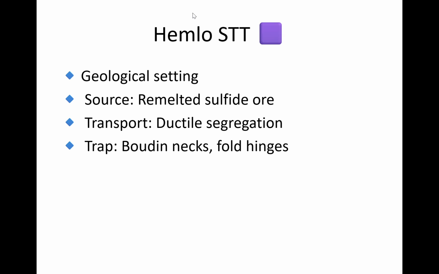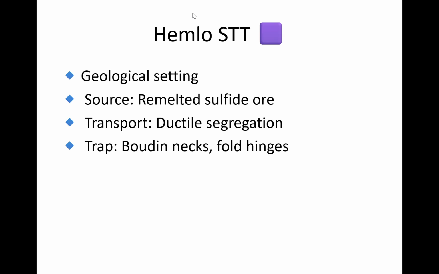STT in Hemlo spans two stages, initially a likely hydrothermal source and trap, and later a metamorphic reworking where transport and trap were governed by melt segregation in a shear zone. The end result was an ore body with highly unusual mineralogy and extremely high gold enrichment in zones that were effectively self-trapped by the rock's rheology.